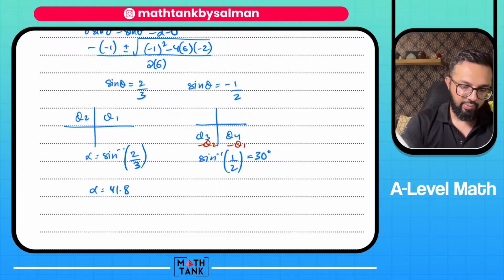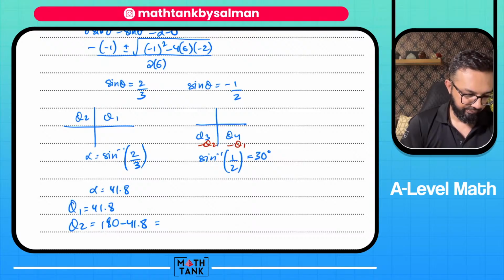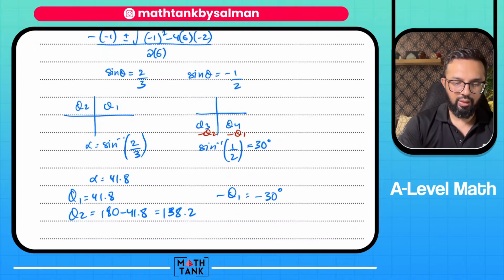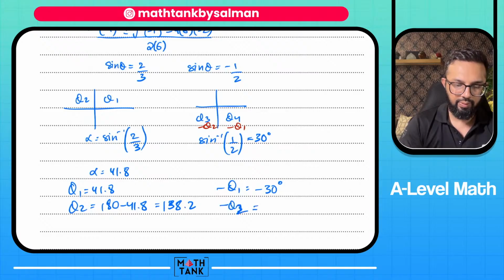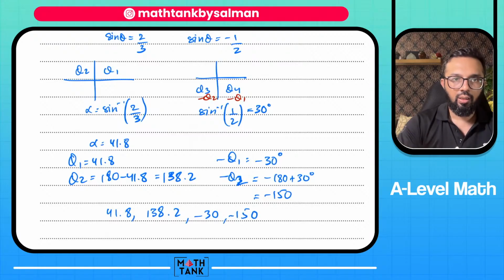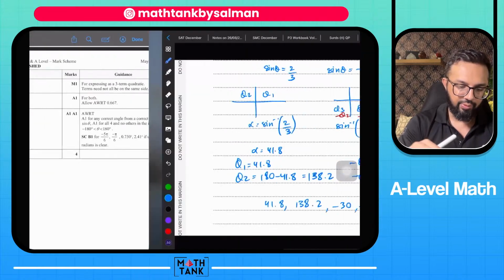That's 30 degrees. Quadrant 1 is 41.8. Quadrant 2 is 180 minus 41.8, 138.2. So negative quadrant 1 is negative 30 degrees and negative quadrant 2 is negative 180 plus 30 degrees. So that should be minus 150. So I think I have four answers: 41.8, 138.2, negative 30, and negative 150. Let's check if those answers are correct. Yep, those answers are correct.